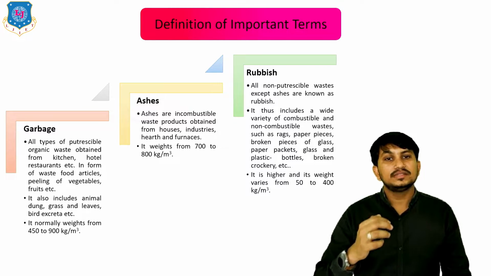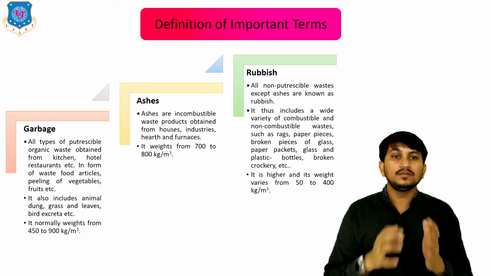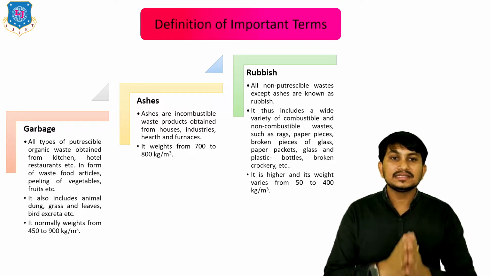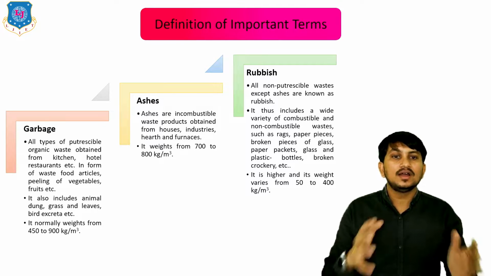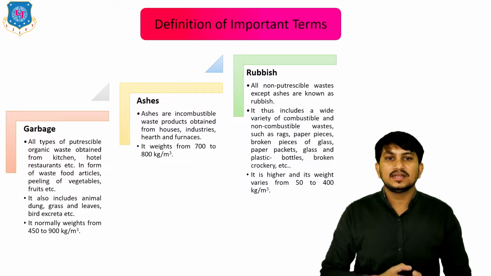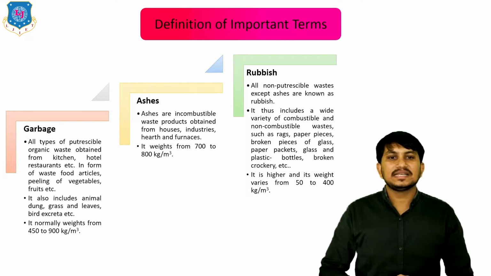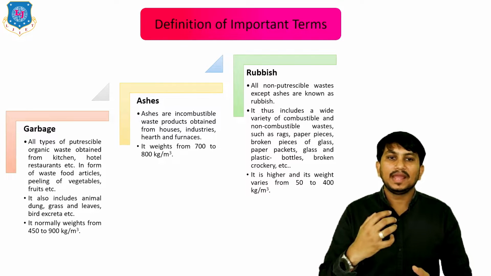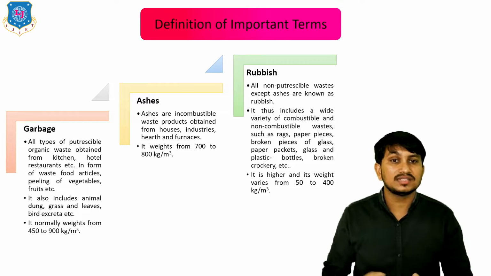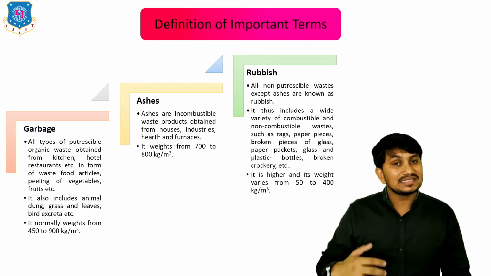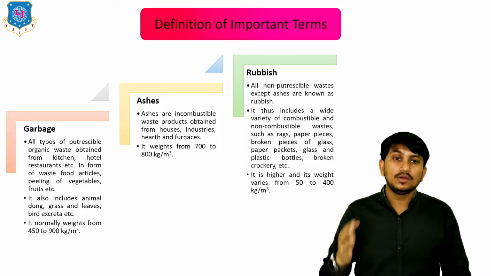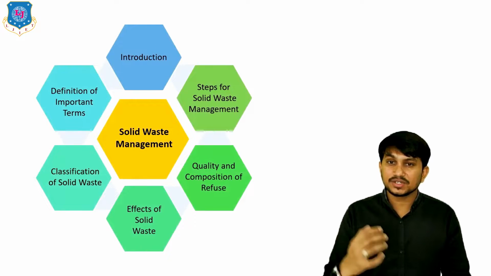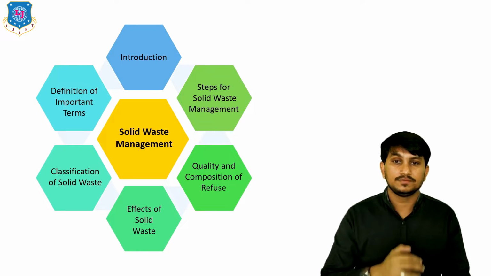Next is rubbish material. All non-perishable waste except ashes is known as rubbish. It thus includes a wide variety of combustible and non-combustible waste such as rags, paper pieces, broken pieces of glass, paper packets, glass and plastic bottles, broken crockery, etc. It has a lower weight. It varies from 50 to 400 kilograms per cubic meter. That's all about various definitions of important terms related to solid waste.